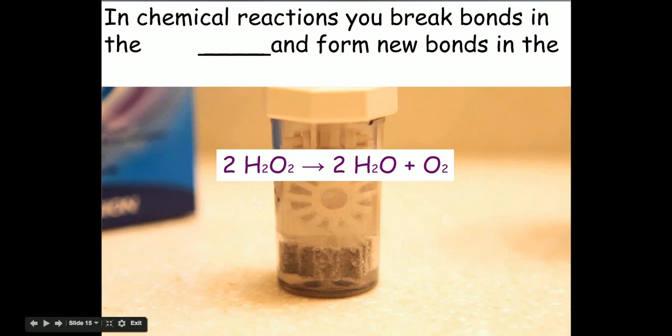So in chemical reactions, in order to get from reactants to products, so what we start with and what we end with, we are going to need to break bonds in our reactants and form new bonds in our products. So this hydrogen peroxide, in order to make water and oxygen, we have to break apart these bonds between these hydrogens and oxygens and then reform new ones over here.